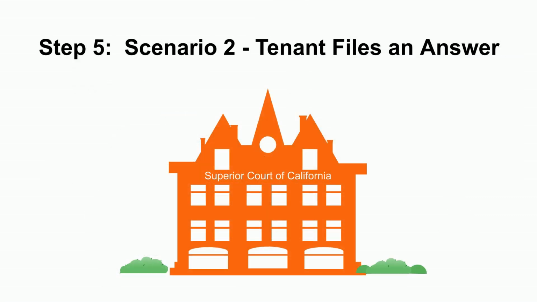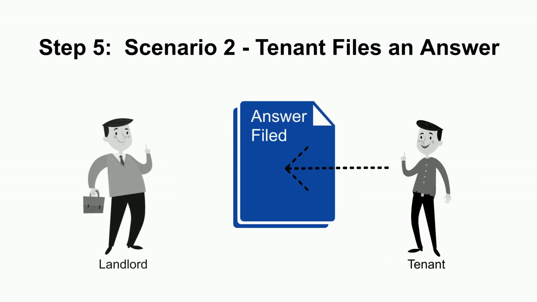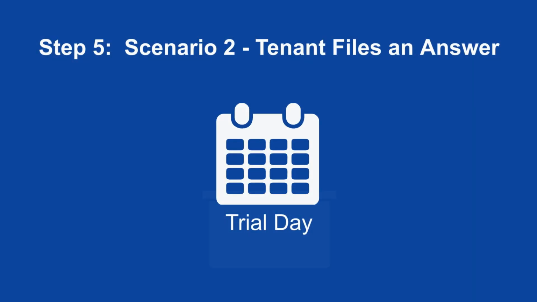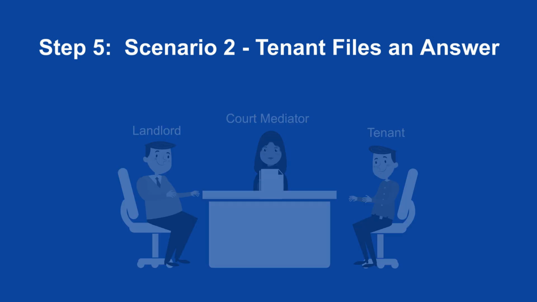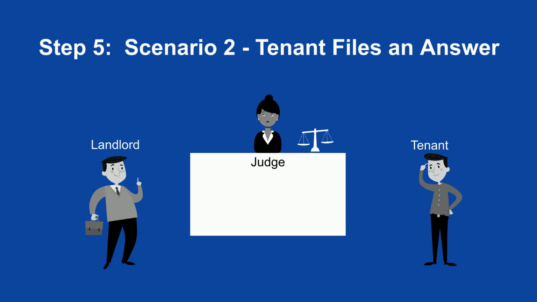Step 5. Scenario 2. Tenant files an answer. If an answer was filed by the tenant with the court, the landlord will then have to request a trial date. The day of the trial, the parties may be offered court mediation. If the parties come to an agreement, they will be asked to submit a written stipulation. If the parties cannot come to an agreement, the judge will determine the outcome of their case at trial.